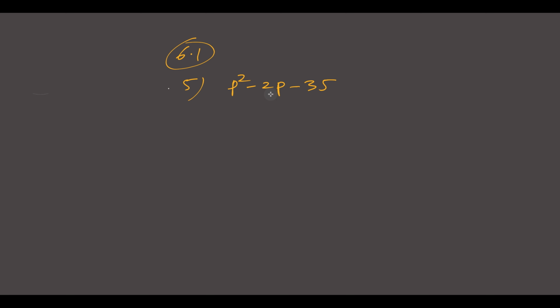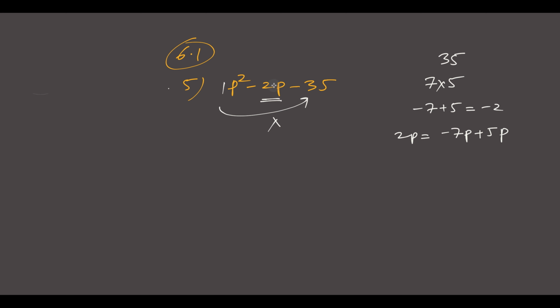How are we going to solve it? We have to take 35 and split it in such a way that, because here it is 1, these two numbers are going to be multiplied, and if we add them you have to get 2p. How can we split this? 7 into 5, how much is it? 35, but we have to get minus 2p, so minus 7 plus 5 is going to be minus 2. So we are going to replace 2p with minus 7p plus 5p. That's how we have to replace it in the question.